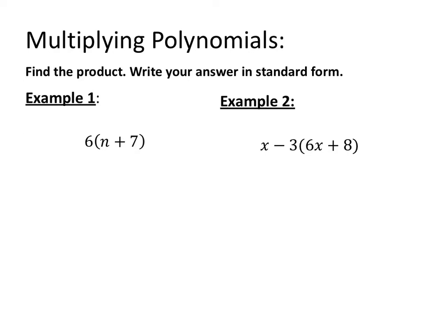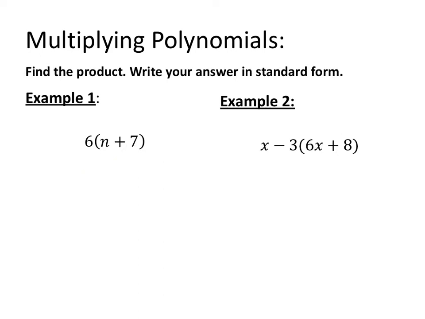Just as a word of caution, a lot of times I see students say, oh, well, that's just equal to 6 times n and then plus 7. That would be a pretty big mistake that I see a lot. Just be very careful with that. So let's erase that and let's talk about how to do this correctly.